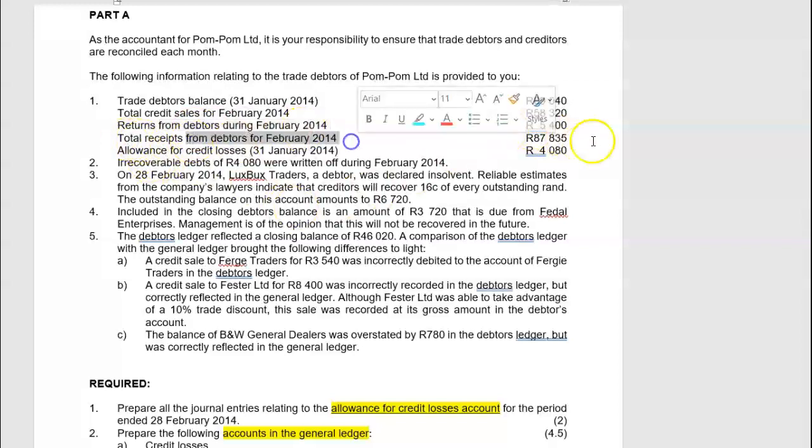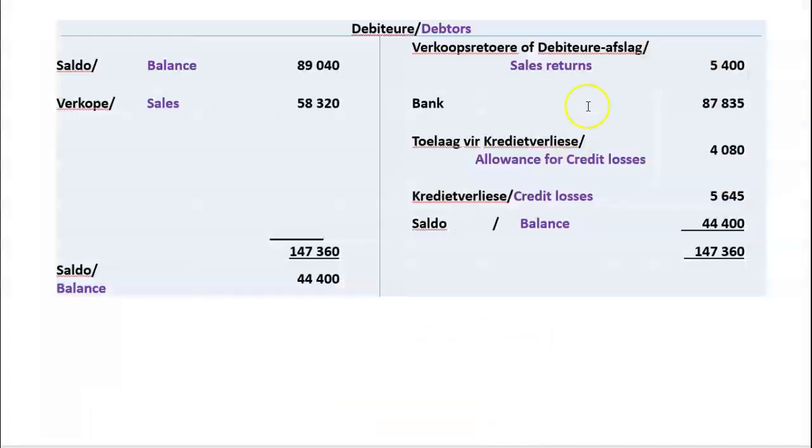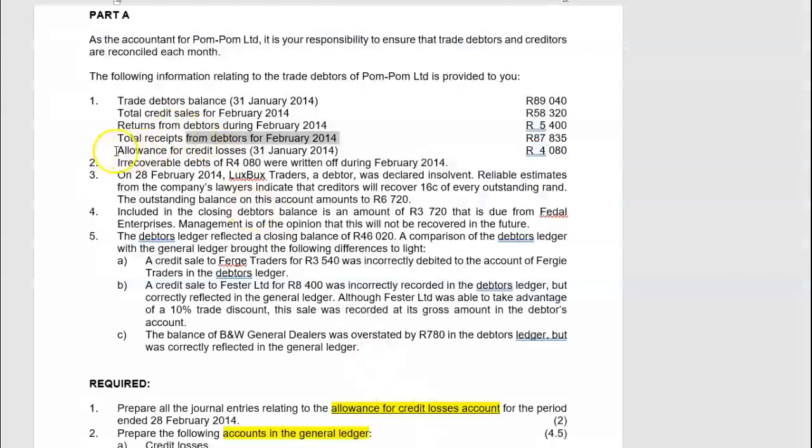Then total receipts from debtors. Now remember, that doesn't matter whether it's VAT is applicable or not. That is the actual amount received in our bank, 87,835, and that would be a credit against our debtors control account, bank 87,835. Allowance for credit losses. Now they don't want that ledger account, but they want all journal entries that has an impact on the allowance for credit losses. So at the end of January, our allowance for credit losses had a balance of 4,080.